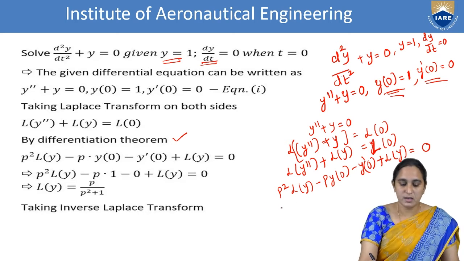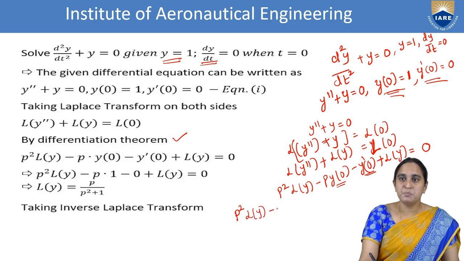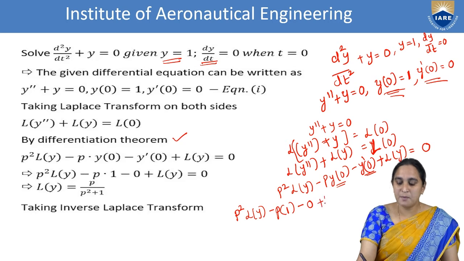First I'll substitute the initial condition values; y(0) and y'(0) are given in the question. That is p² L(y) minus p into y(0), which is 1, so p² L(y) minus p into 1, minus y'(0), whose value is 0, plus L(y) is equal to 0.